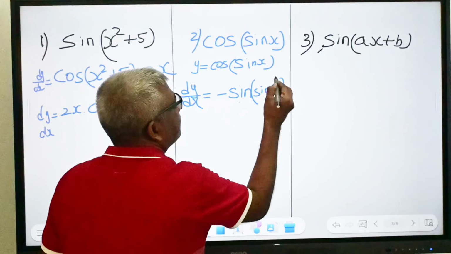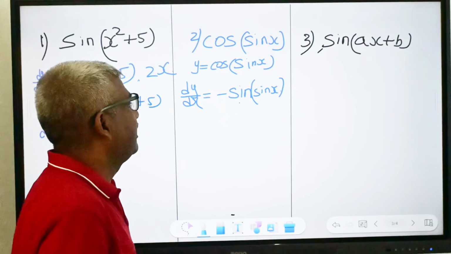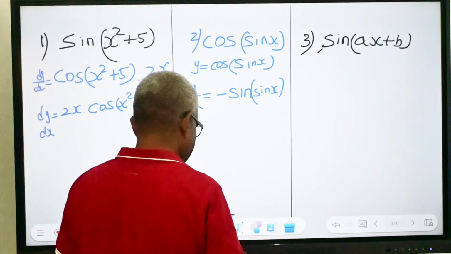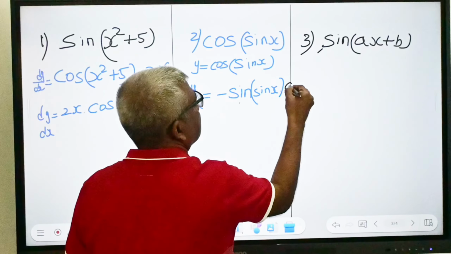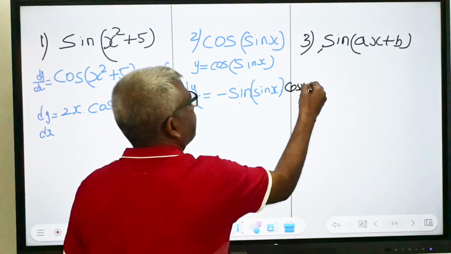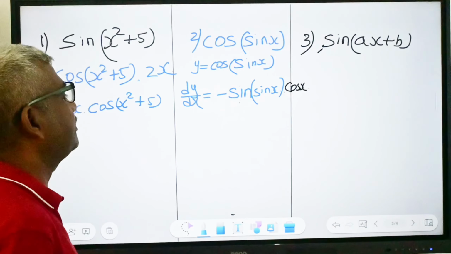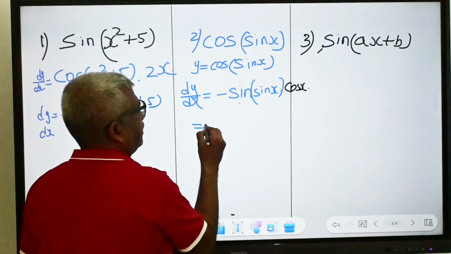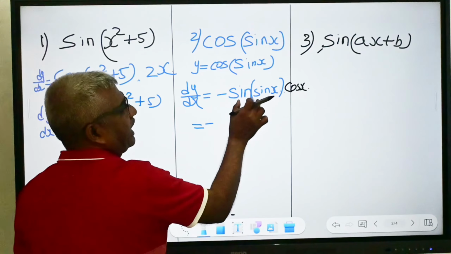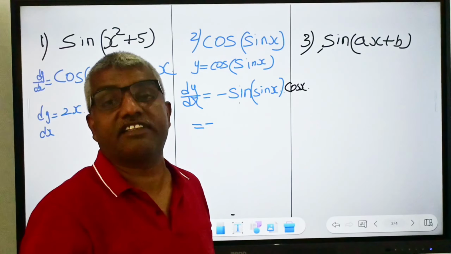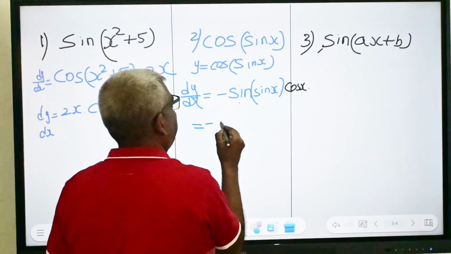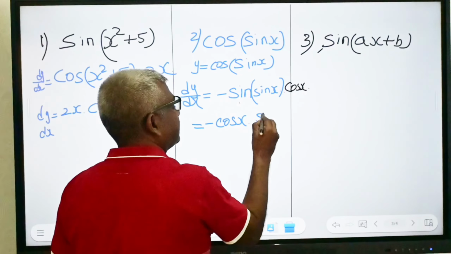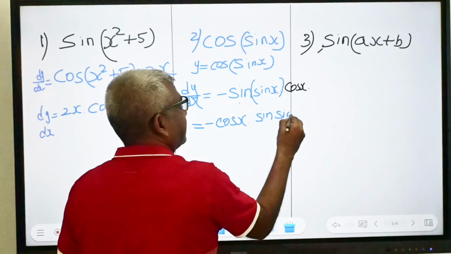Then differentiate the inner sin x. How to differentiate sin x? It is cos x. Sin x differentiation is cos x. So it is better to write it like this, sin x times cos x. So bring it here, minus cos x times sin of sin x.